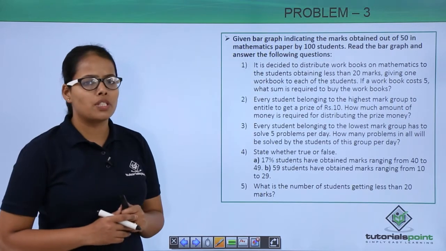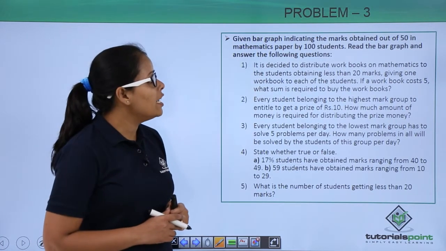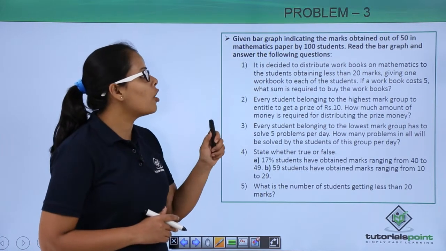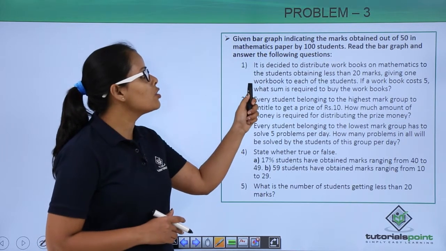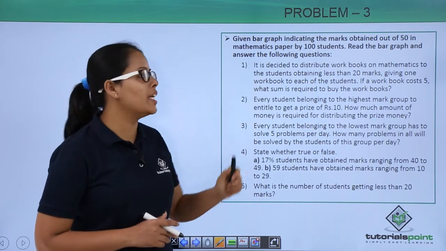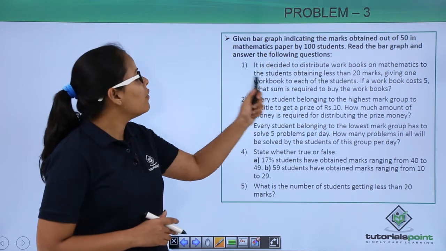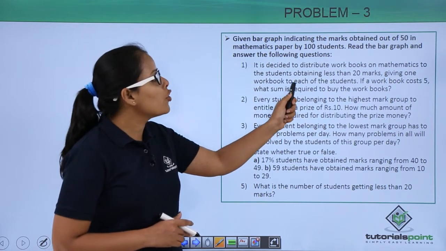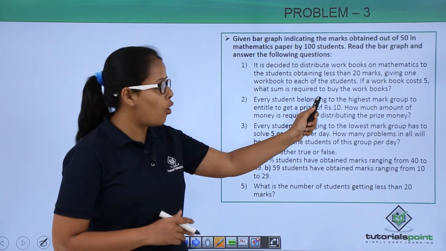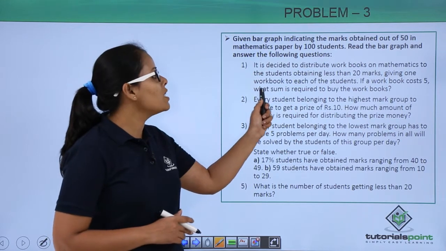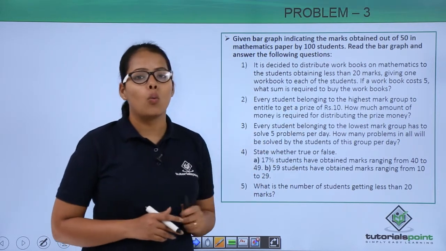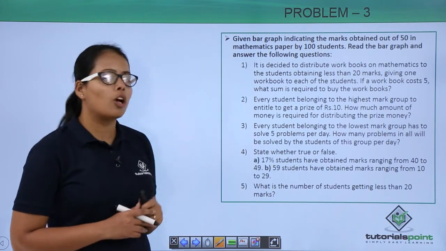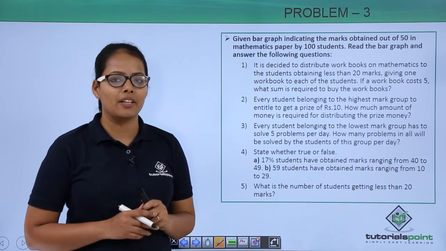Our first problem says it is decided to distribute workbooks on mathematics to the students obtaining less than 20 marks, giving one workbook to each of the students. If a workbook costs 5 rupees, then what sum is required to buy the workbooks? So how you will solve this? We will see this in detail later.